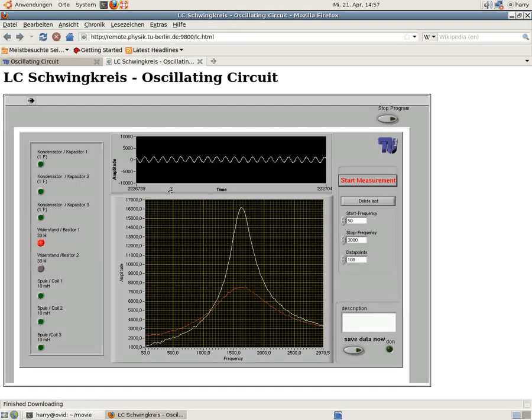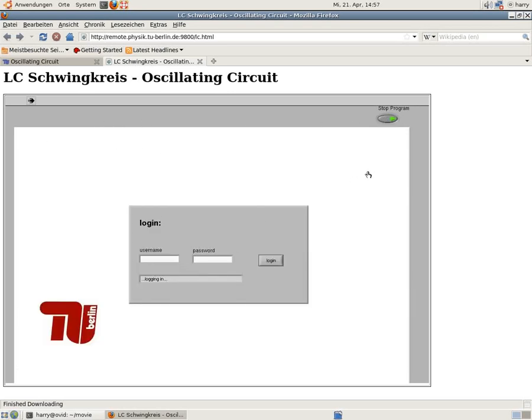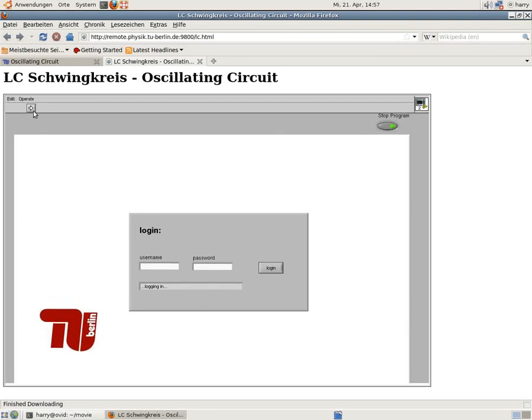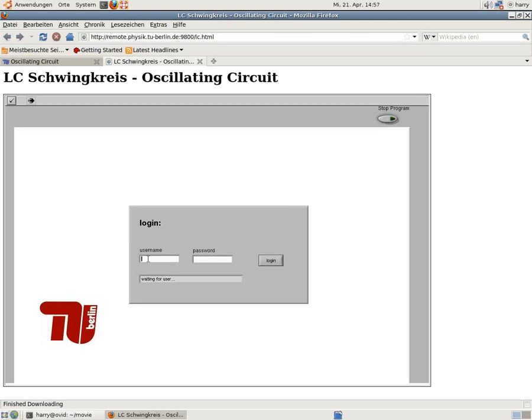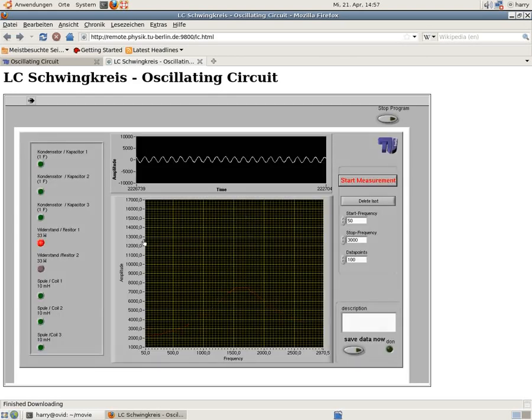and then we connect to the remote panel, and for some reason it is running. So, okay, now it terminates and I can log in. Put in my name and password. And after a short while, we see the front panel of the experiment.